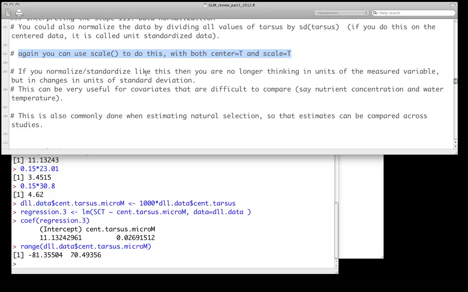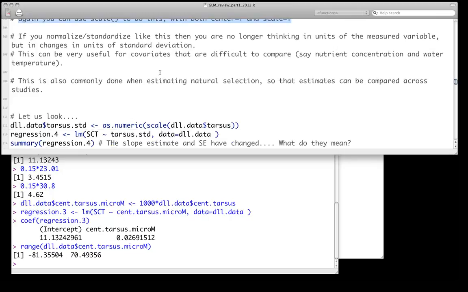So this can be very useful for covariates which are difficult to compare, nutrient concentrations and water temperature, but it also can make interpretation take you a little longer. I should also say that part of the reason it's contentious is because, despite its utility, there's a lot of arguments about when that's the right use. Standardizing or scaling by the standard deviation is the way to go.